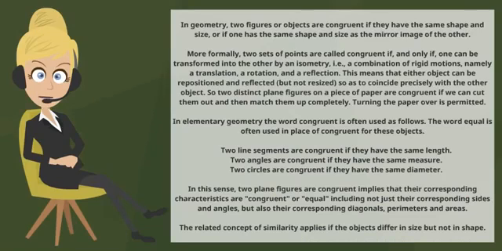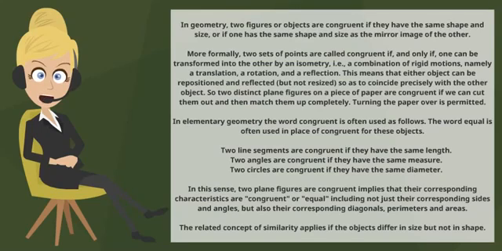In geometry, two figures or objects are congruent if they have the same shape and size, or if one has the same shape and size as the mirror image of the other. More formally, two sets of points are called congruent if, and only if, one can be transformed into the other by an isometry, that is, a combination of rigid motions, namely a translation, a rotation, and a reflection.